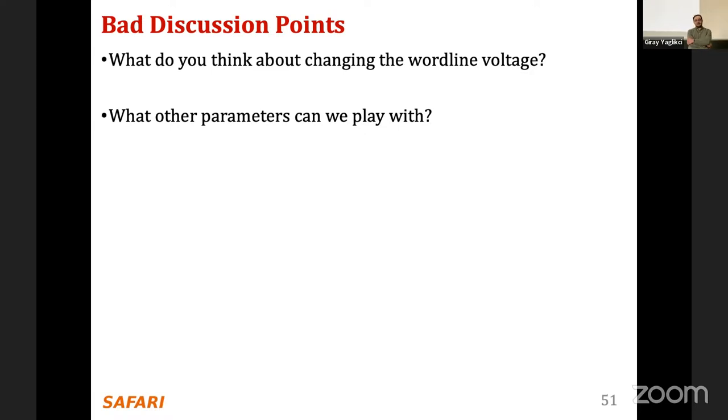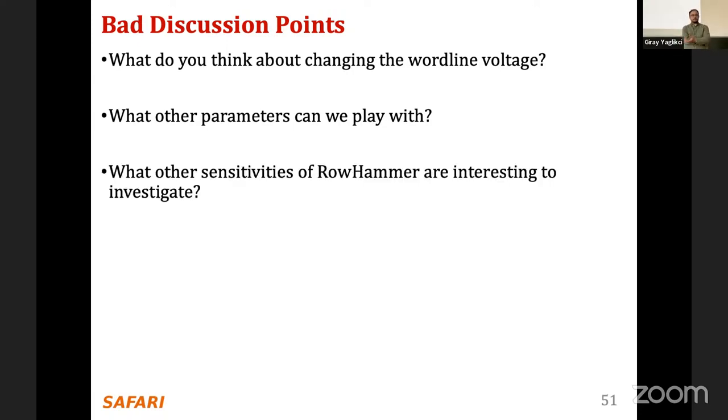Basically, the reviewer should be a little more specific here. This can be a valid question, but they need to pinpoint, okay, what about this parameter? And also, why is that parameter interesting? There should be some motivation as well, and if possible, some insights as well. So what other sensitivities of RowHammer are interesting to investigate?